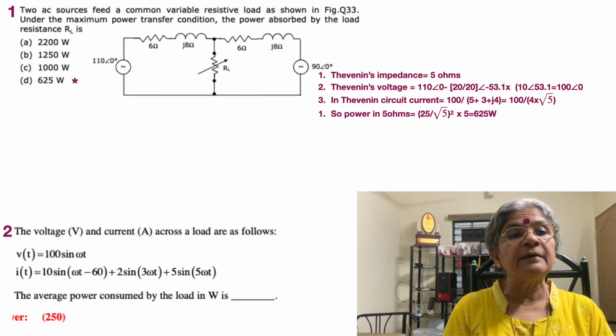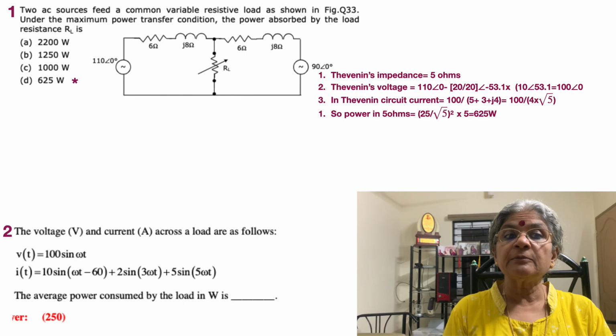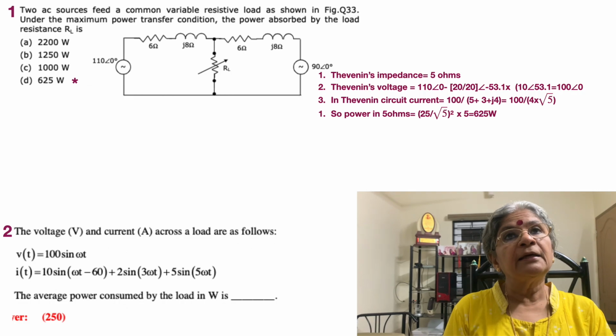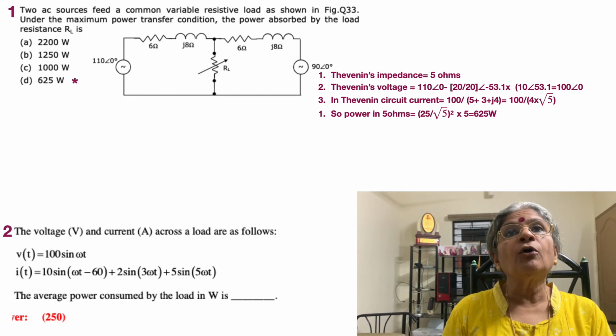Okay, and what is required? Two AC sources feed a common variable resistive load as shown in the figure under the maximum power transfer condition. So what is the maximum power transfer condition? It tells us that RL, the resistive value, should be equal to the impedance that you get as the Thevenin's impedance. To get Thevenin's impedance, you short out the two sources, and then you go in either direction. In both directions, you see 6 plus J8, which is the same as 2 6 plus J8 in parallel, or in other words, it is 3 plus J4, or the impedance is going to be a resistive value equal to 5 ohms.